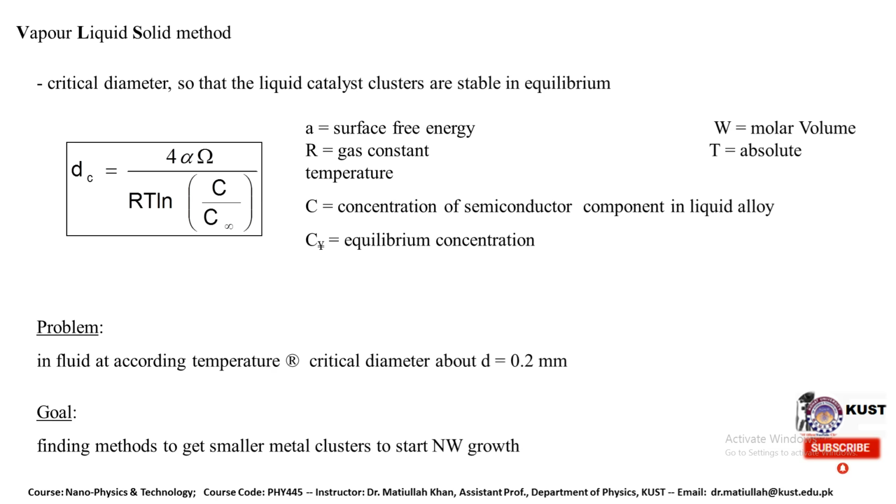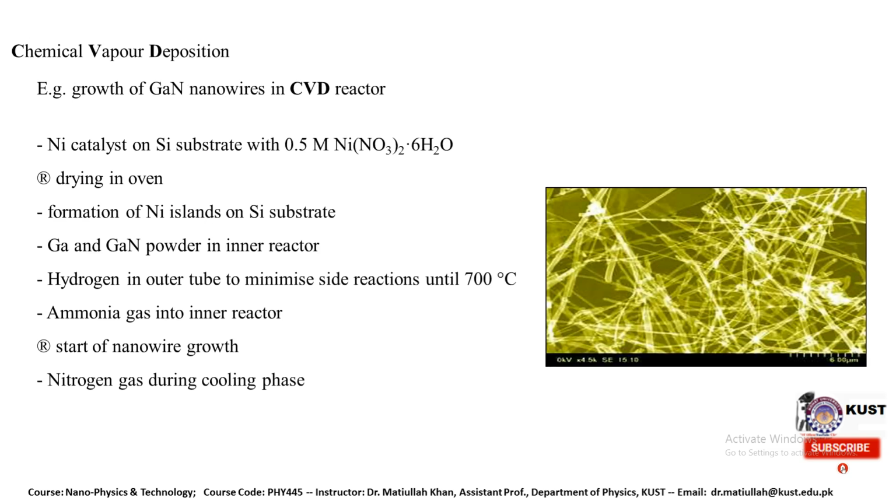So we have some problem with this method as well, that in fluid, according to temperature, the critical diameter achieved from this method is about D equal to 0.2 millimeter. So this is one of the methods also used for the preparation of nanowires. We have the chemical vapor deposition method that is widely used and is very famous.